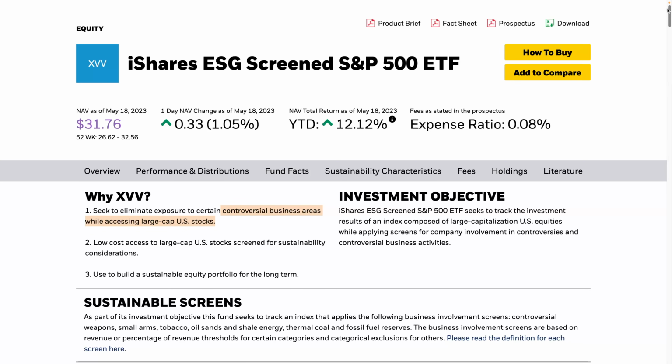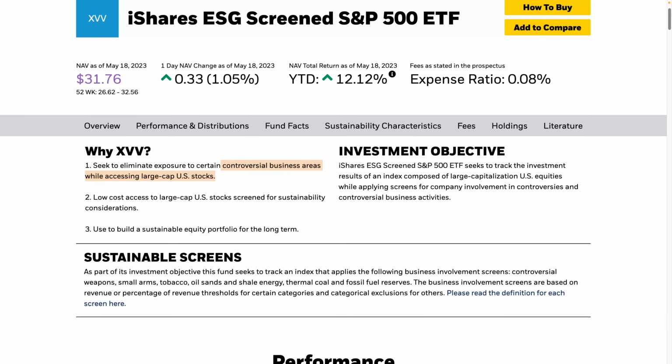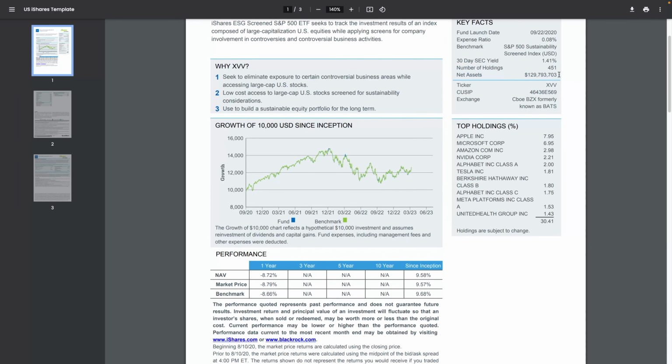Now this one, they filtered out the stocks that they think are dirty or bad for this ESG thing. And so this one has only 451 stocks, so they've eliminated roughly 50 stocks. But if you look at the top holdings, it looks pretty similar to the regular S&P 500. It's Apple, Microsoft, Amazon. This one only has 129 million in assets under management.